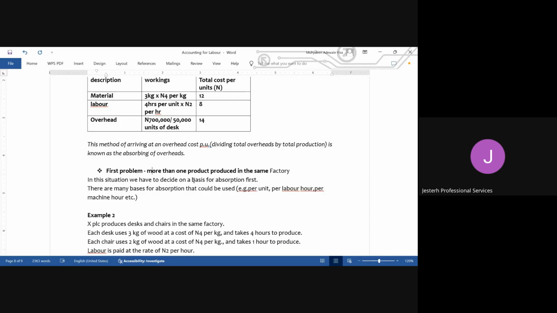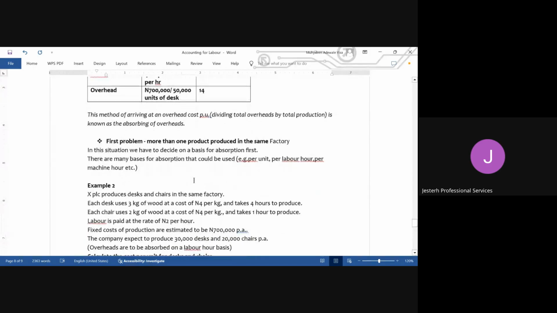And then they can decide to absorb it based on the labor hour. They can decide to absorb it based on the electricity. It depends. An organization can come up with a different approach. But as a management accountant, one thing you need to understand is that if you see this kind of question, or any question related to what basis an organization is using to absorb this overhead, that is the first thing that should come to your mind in the exam.